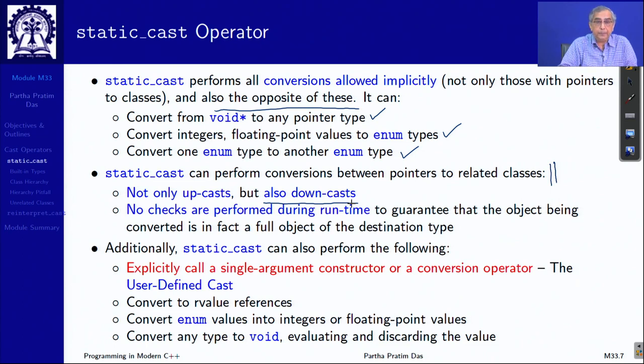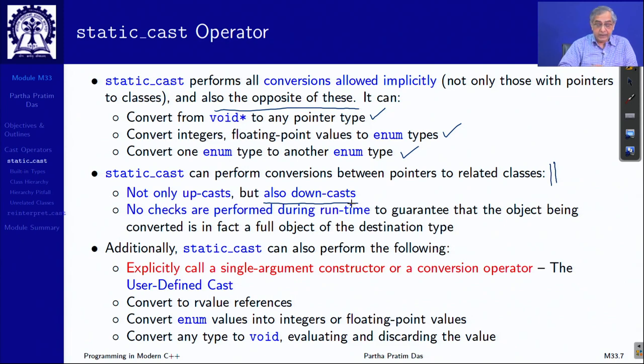But the caveat is that when it does a downcast, it does not check at runtime, because static cast, as the name suggests, is at compile time, a static time. So, it does not check for the real existence of the downcast object at runtime, and therefore a downcast performed using static cast could lead you to some problems. We will see those examples.